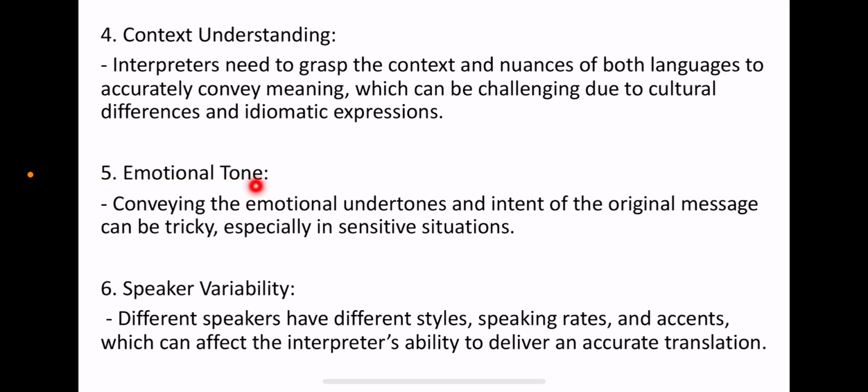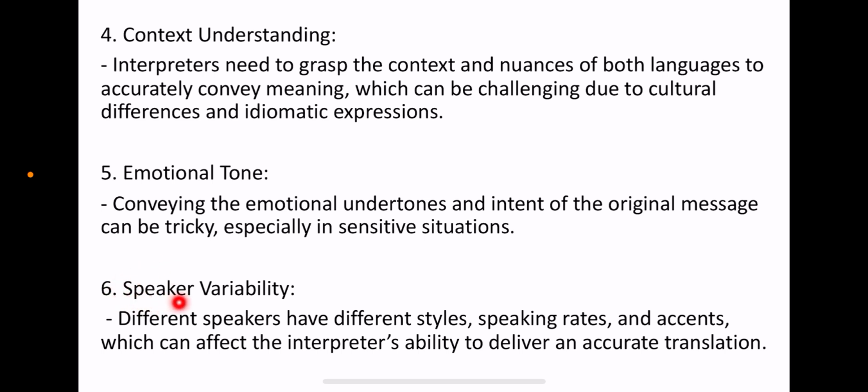Number 5, emotional tone. Conveying the emotional tones and intent of the original message can be tricky, especially in sensitive situations. So the interpreter should personalize the speaker, should, let's say, put himself in the speaker's shoes so that he can deliver the interpretation in an accepted way, so that his interpretation can be original, can be the second original.